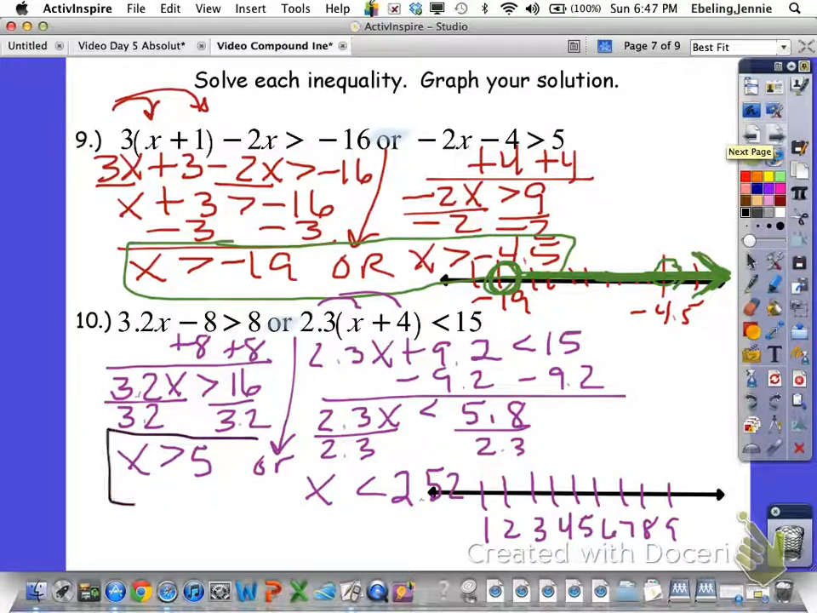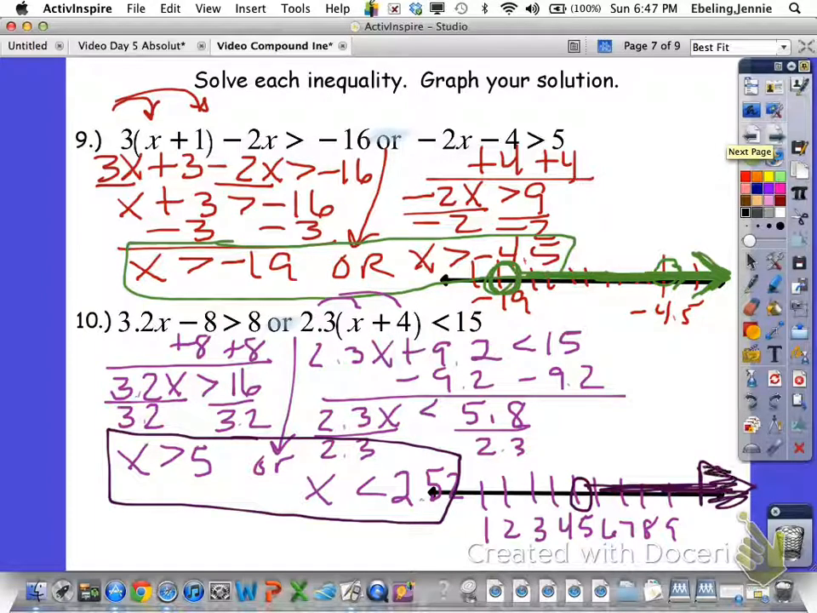So when I go to graph this solution, x is greater than 5, open circle, and shade to the right. X is less than 2.52, so it's roughly in here. And then I shade to the left. Okay, and there you go. There's compound inequalities.